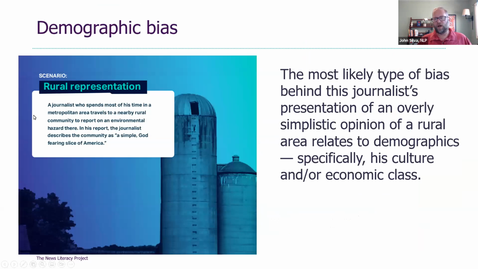So one of the most common is what we call demographic bias. This is an example from the lesson, and it's the idea that a journalist from a major metropolitan area is covering something in a rural community, and he describes them as a simple, God-fearing slice of America, right? Well, it's an oversimplification of an entire group of people, right? This idea that all these people in rural areas are simple and God-fearing. So with this simplistic viewpoint, he's actually showing a demographic bias that's crept into how he frames his story.